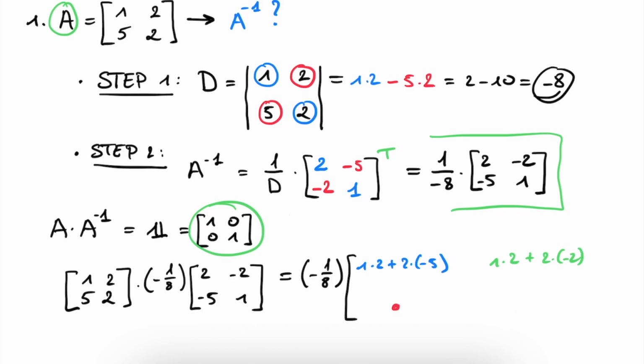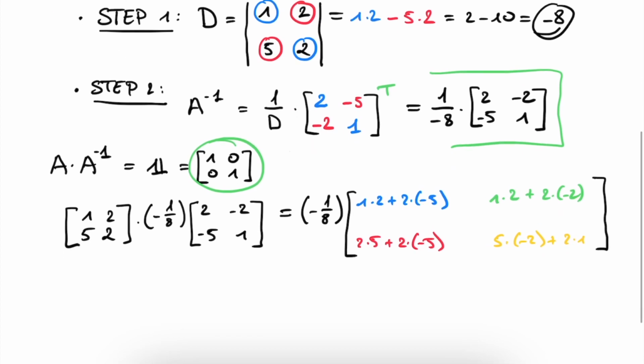For the element on the second row and first column, we multiply the second row and first column, and we get 2 times 5 plus 2 times minus 5. Then for the element on the second row and second column, we multiply the second row and second column. And we get 5 times minus 2 plus 2 times 1.